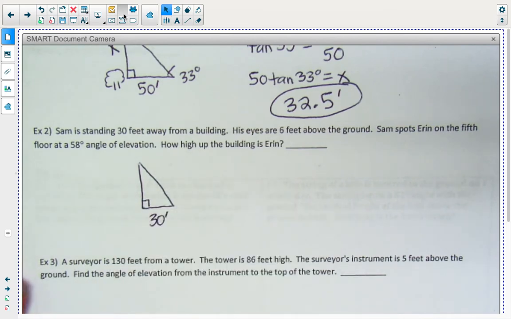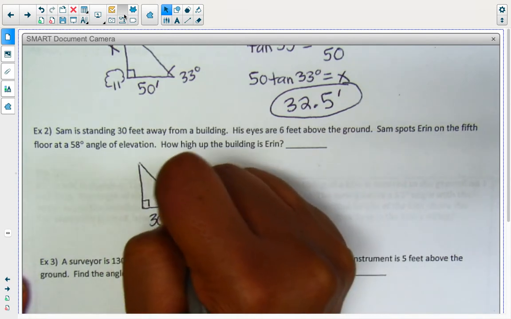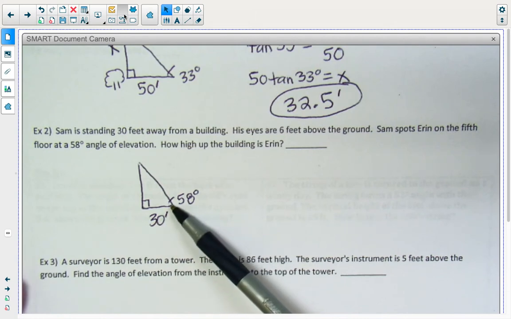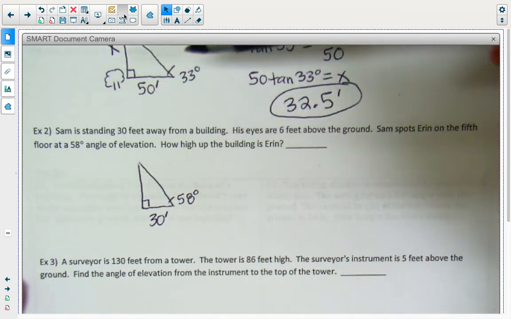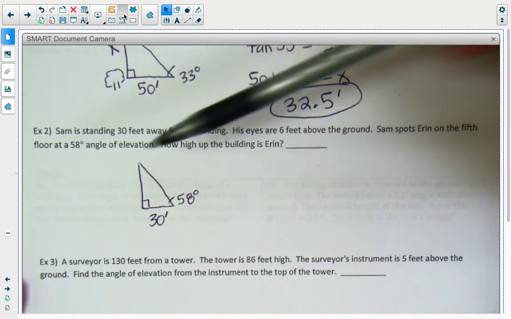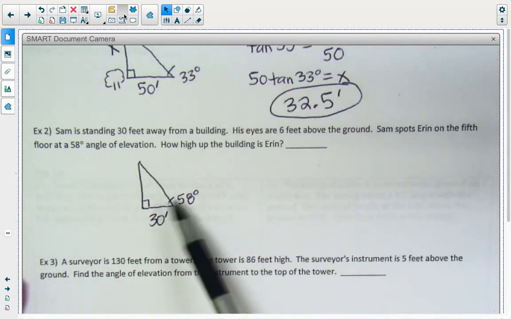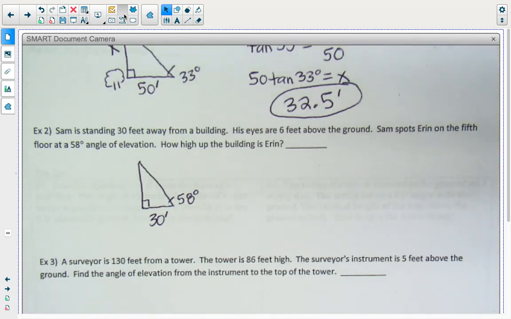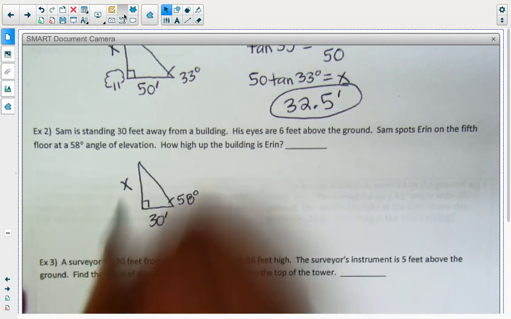What else do I know? His eyes are 6 feet above the ground, and Sam spots Aaron on the 5th floor at a 58-degree angle of elevation. So 58 is going to go here. So here Sam is, rather. Sam is looking up. So that's how I knew to put this angle here. Sam is looking up at his friend, and he sees Aaron way up here somewhere. So we're down here on the ground, looking up. That's my angle of elevation. And up here, I see that Aaron is up here. We are looking for how high up the building Aaron is. So I'm looking for this here.